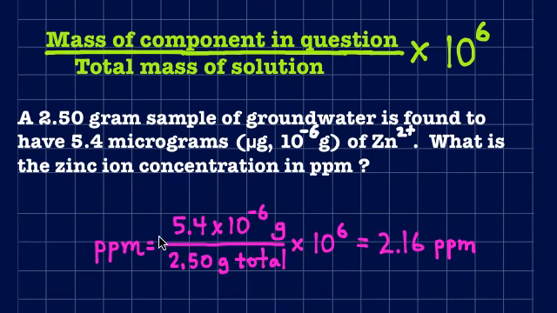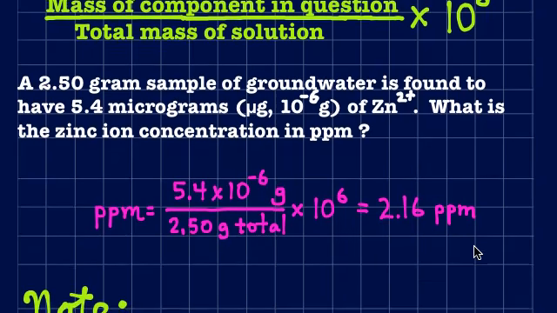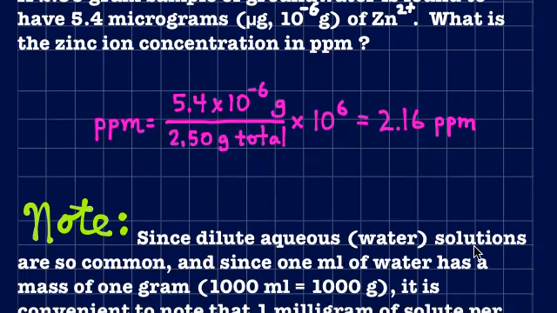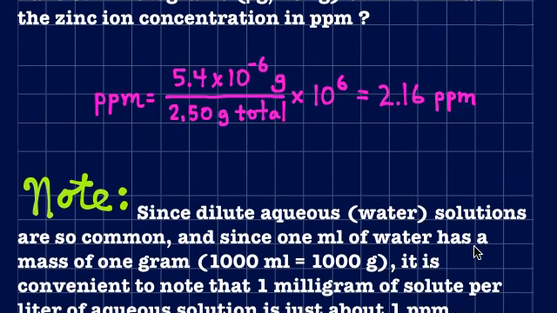Well, here's the definition. Part per million. 5.4 micrograms divided by 2.5 grams altogether. That's going to be a small number, so multiply it by a million, and it's something a little more convenient, 2.16 part per million. The zinc ion is not that dangerous, so I wouldn't be too concerned about that concentration as a general rule.